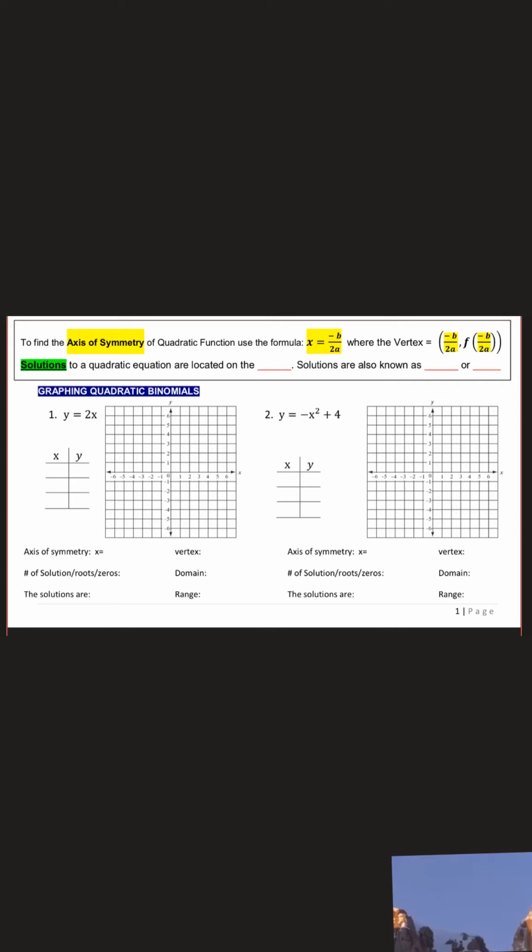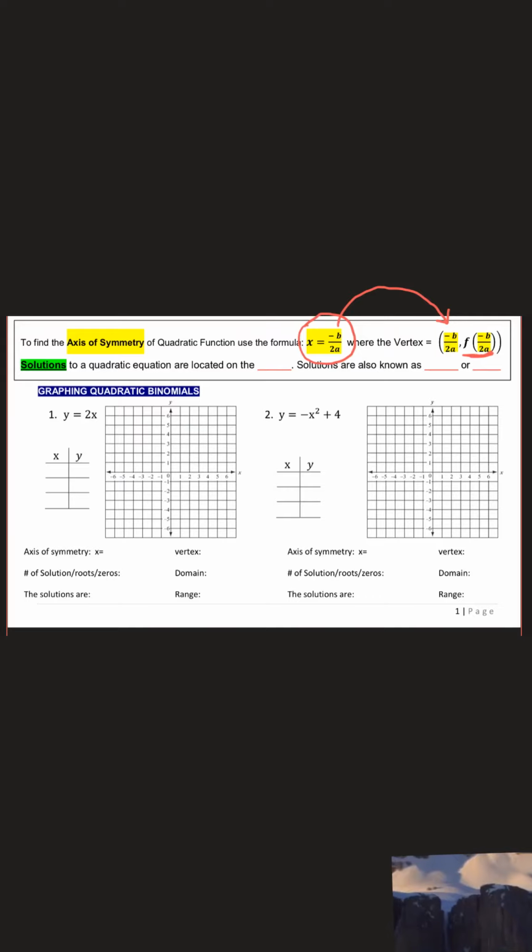Okay, so to find the axis of symmetry of a quadratic function, we use the formula x equals negative b over 2a, where the vertex is this number, whatever this number is, your x coordinate. And then we plug that number in, so we substitute it in to find the y coordinate. That's what this f of parentheses negative b over 2a is. It means take this and plug it in.